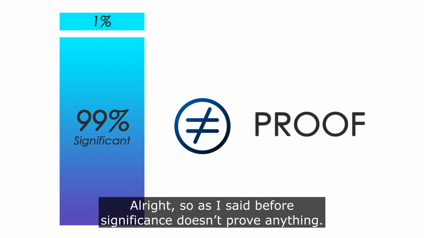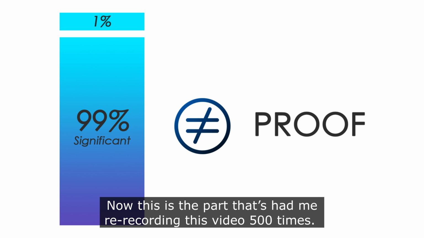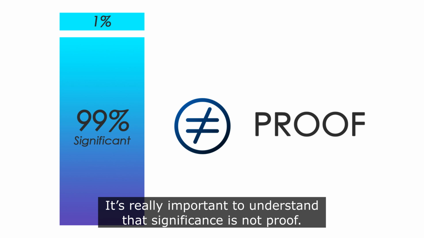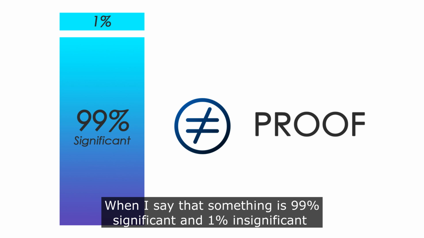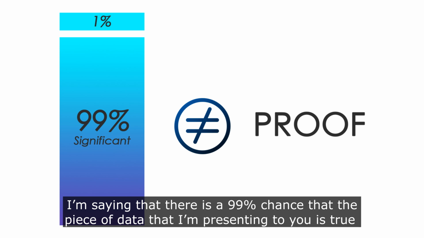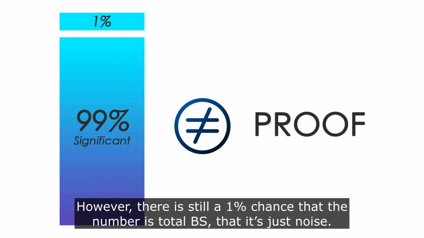All right, so as I said before, significance doesn't prove anything. This is the part that's had me re-recording this video 500 times. It's really important to understand that significance is not proof. When I say that something is 99% significant and 1% insignificant, I'm not saying that I have proof. I'm saying that there is a 99% chance that the piece of data that I'm presenting to you is true, that it is a correct number. However, there's still a 1% chance that the number is total BS, that it's just noise.